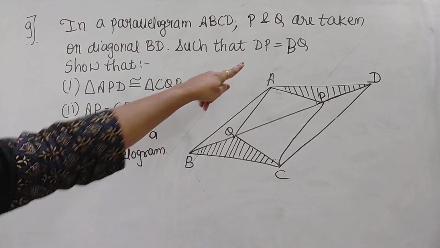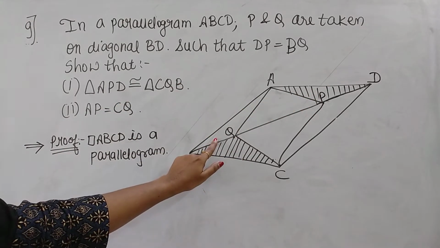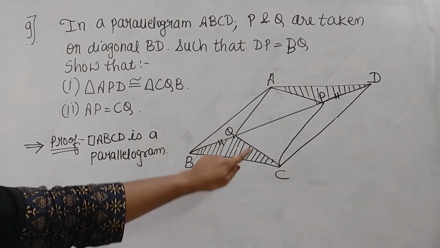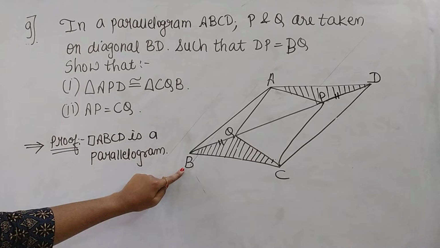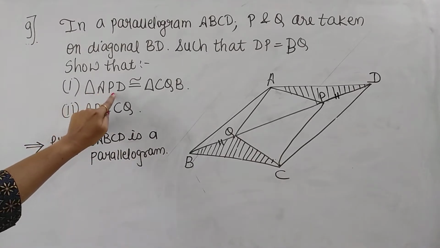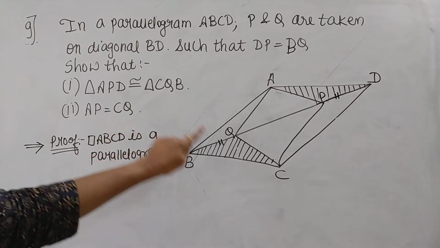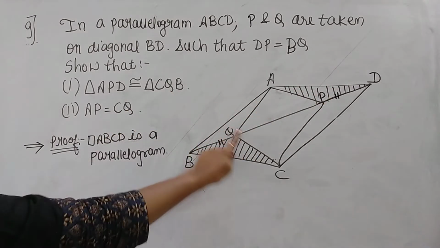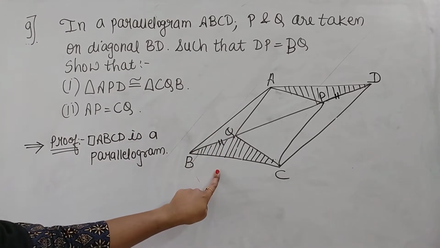Now one given part is that DP is equals to BQ. Okay, these two sides are equal. That has been marked. You can see DP is equals to BQ. Based on this, I need to prove APD triangle is congruent to the triangle CQB. Now your APD and BQC, I have already marked which two triangles I need to prove it as congruent.